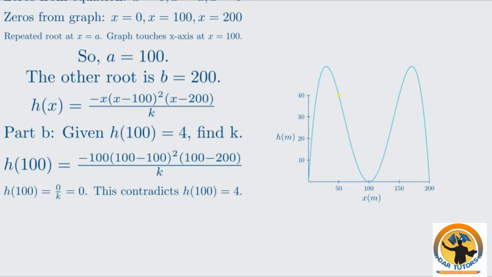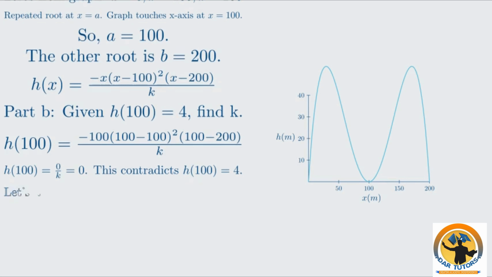Let's assume the problem meant to give a different point, for example, the peak height. The graph shows a peak height of 40 meters at x equals 50. Let's use this point instead. Let's assume the problem meant h of 50 equals 40. Substituting x equals 50 and h of x equals 40 into the equation.